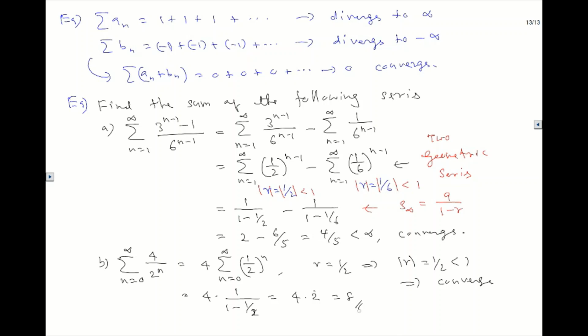And what we're going to do in the next lecture is consider several different tests. There are several different tests that we need to know. We're going to call them the integral test, comparison test, direct comparison, limit comparison, the ratio test, root test, and alternating series test. So there are 6 tests. We're going to talk about that in the coming lectures.